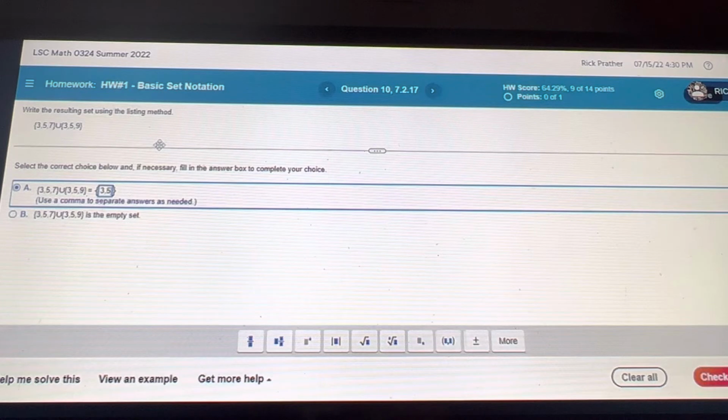And if this was intersection, that would be the whole answer, because they only have 3 and 5 in common. But in a union, then we also put 7 and 9 because they're in at least one set. So any number that's in at least one of them goes in the union answer. Only ones that are in both go in an intersection answer.